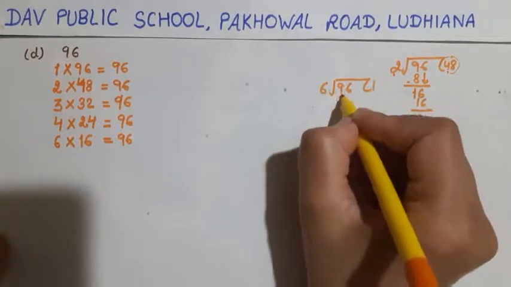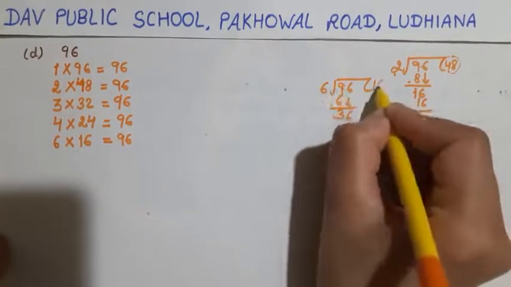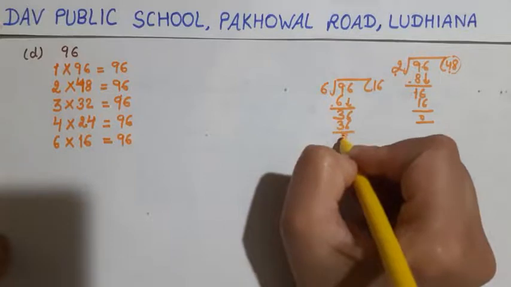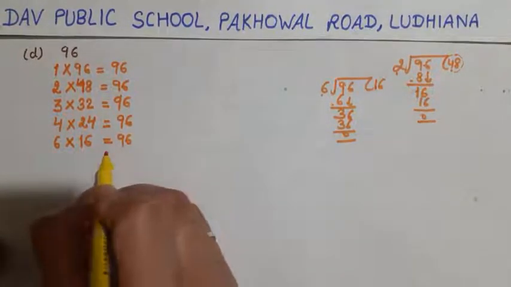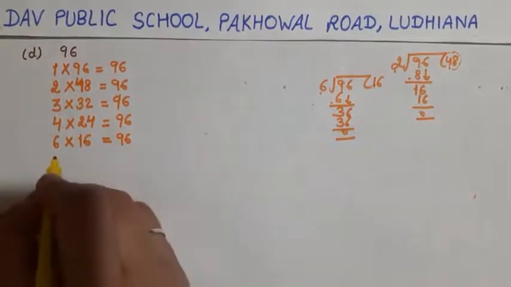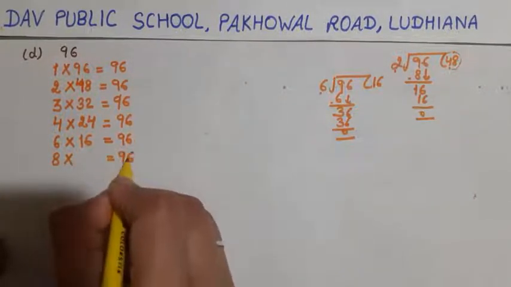6 1s are 6, right? Remainder is 3. Bring 6 down, 6 6s are 36. Remainder is 0. So 6 multiplied by 16 is 96. Okay, 7 will not divide 96 again. Then 8 will also divide 96. On which number?